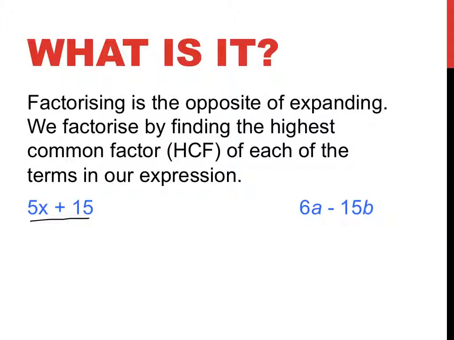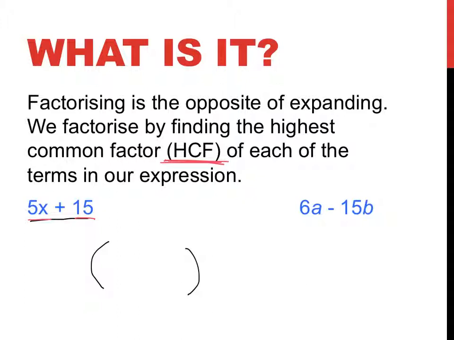5x plus 15. We need to find something that's common amongst 5x and 15. There's no pronumerals that are common, so I know that it's only going to be a number on the outside of my brackets. They're not the same number, but there will be a factor that goes into both of them. It's important that when we find a factor, we find the highest common one, because we're trying to simplify it by putting into brackets.